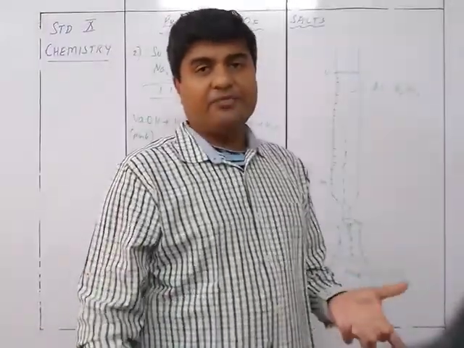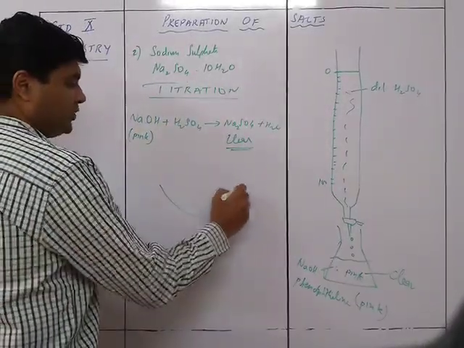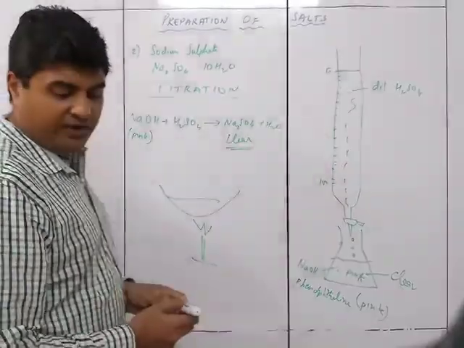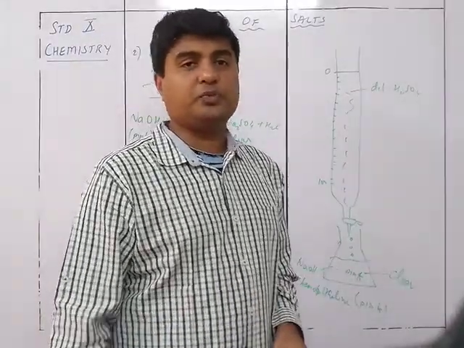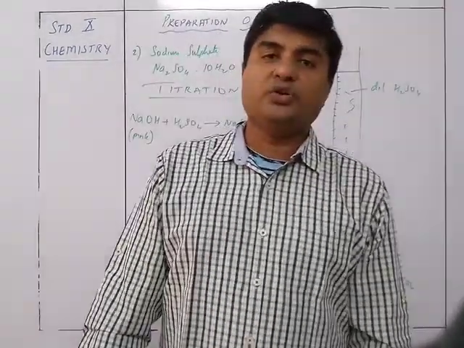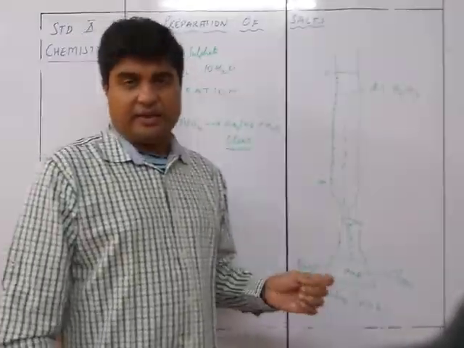Then of course the same procedure: you are going to take it in an evaporating dish, heat it over here and get the crystalline form. So crystallization will be the next procedure we follow to get Na2SO4.10H2O in the evaporating dish, and then you need to dry it.